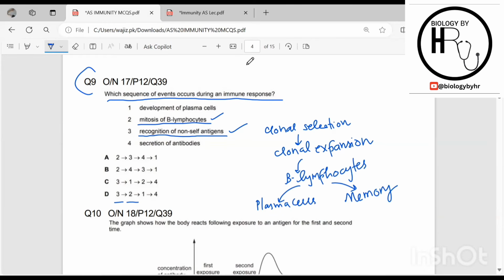What are the memory cells going to do? Memory cells are the basis of the immunological memory, or they are going to stay in the blood and circulate in the blood. And in case that same antigen attacks in the future, they are going to release the antibodies more rapidly. Then what is the plasma cell going to do? The plasma cell is going to secrete the antibodies.